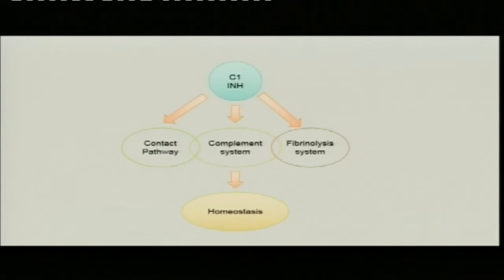So C1 esterase inhibitor can be involved in many things. There are 3 main components in which C1 esterase has a role. The first one, and the biggest one that I'm going to talk about today, is the contact pathway. It also has some role in the complement pathway and the fibrinolysis pathway. When the C1 esterase is intact, it keeps the homeostasis of the intravascular volume.